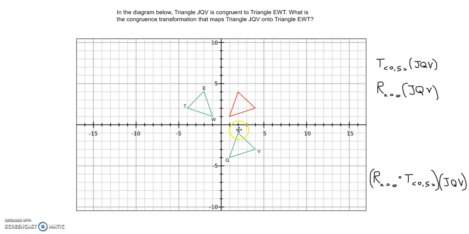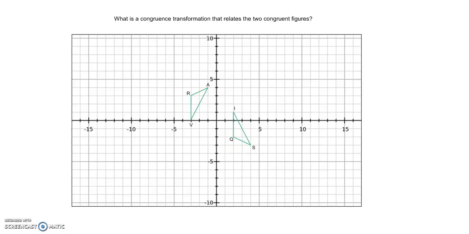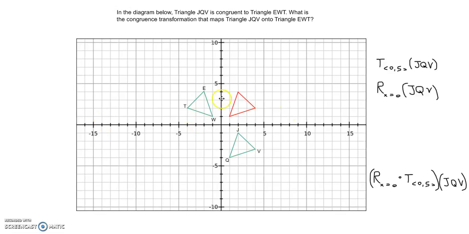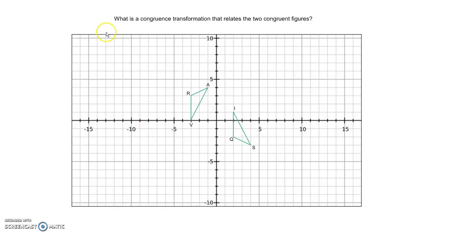So if you started with JQV right here and performed these actions, first we translated in the y direction and then reflected across x equals 0. This right here is our congruence transformation that would map this triangle JQV onto triangle EWT. So for this section, all of your answers will be in this format. I know that a lot of this is intuitive. The more problems you do in practice, the easier you'll be able to see what you can do to solve the problem. Okay.